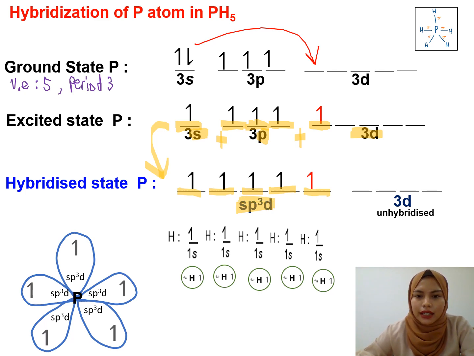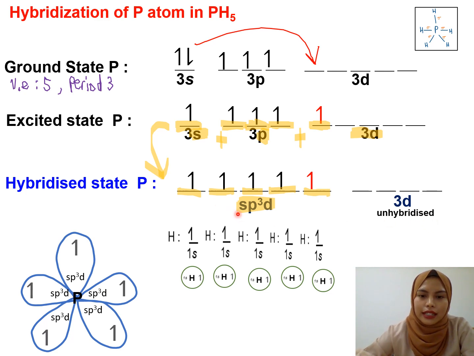Okay. And then what happened to the rest? The 4 remaining orbitals in 3d, you just bring them down. These 4 orbitals in 3d are not included in the making of the hybrid orbitals of P. Therefore, these orbitals still belong to 3d. That's why they are labelled as 3d unhybridized orbitals.